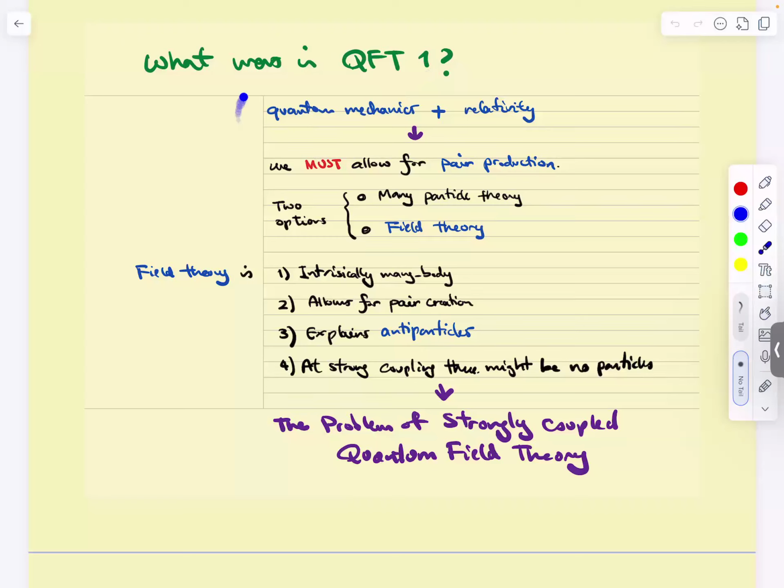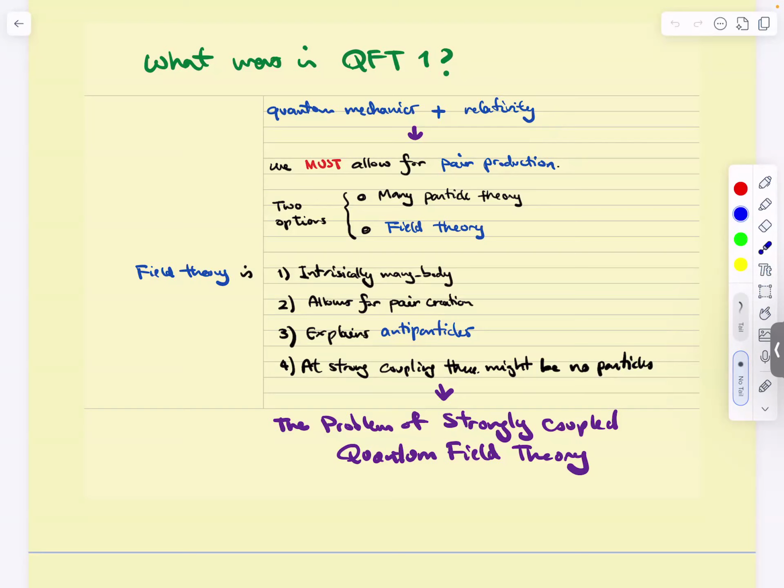We talked about quantum mechanics and relativity, and then we saw that putting these two together requires that we allow for pair production. If you have enough energy, you will have to produce particles, particle-antiparticle pairs, and this means that a quantum theory that puts quantum mechanics and relativity together has to be essentially many-body. It will have to include all particles at once.